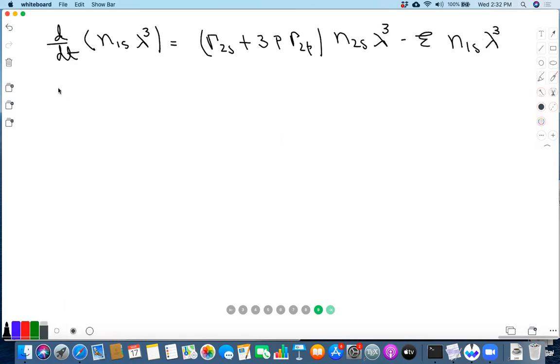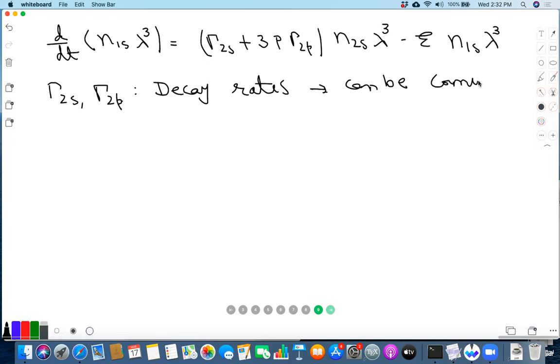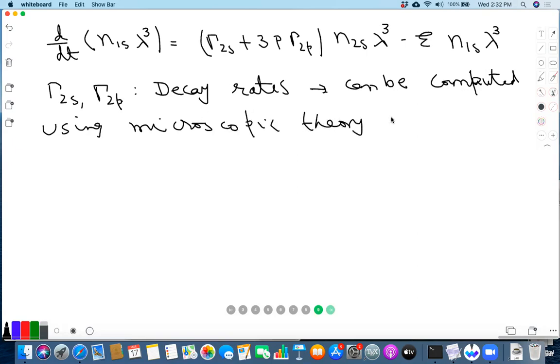Okay. So gamma 2s and gamma 2p, these are decay probabilities, right? These are decay probabilities, decay rates. These can be computed using microscopic theory or measured.